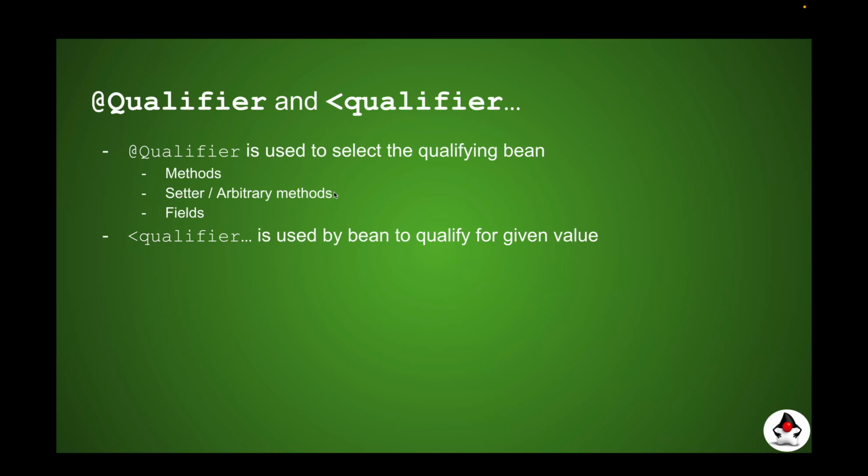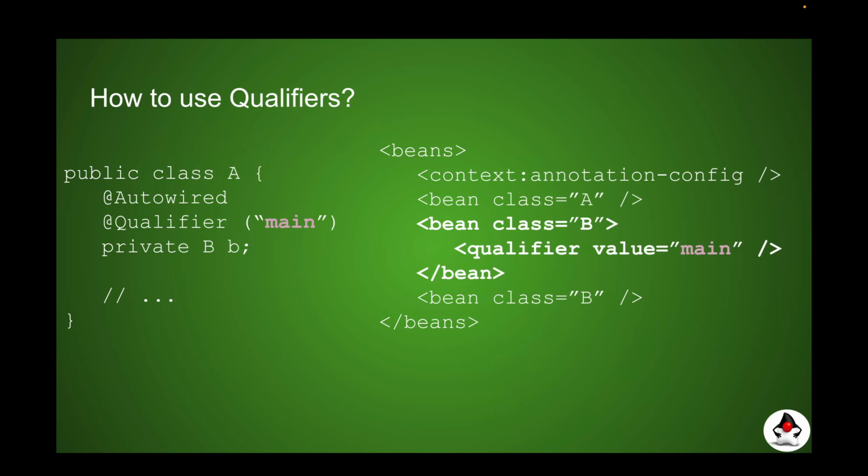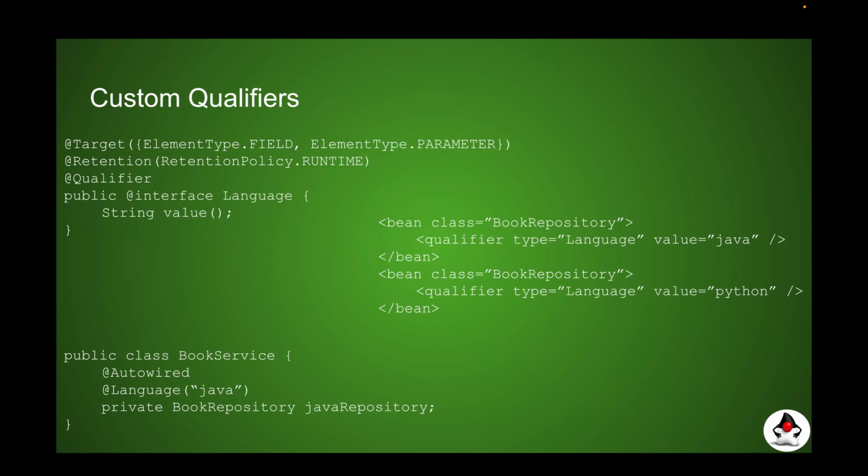The qualifier annotation can be used on methods, constructor arguments, any method arguments, or fields. So wherever we can use the autowired annotation, there we can use this qualifier annotation. But in this video, we will only use it on fields. There is a concept of custom qualifiers, so we can define our own qualifiers as well.